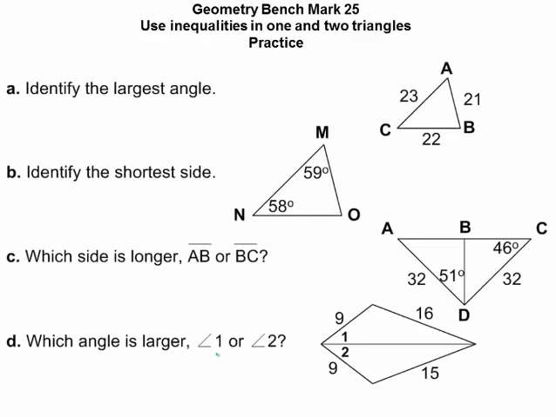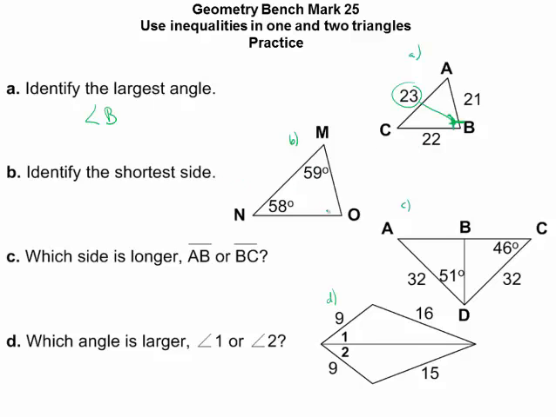Okay. Let's try another one. Let's look at this one. So this is A, this is B, this is C, and this is D. Which is the biggest angle? That's the biggest side. The biggest side will be across from the biggest angle. Angle B. So you go across from the biggest side and you'll find the biggest angle.